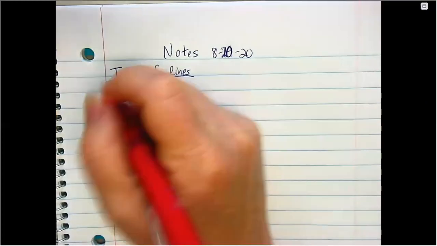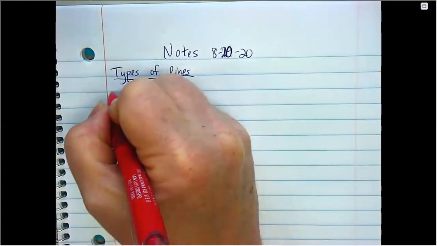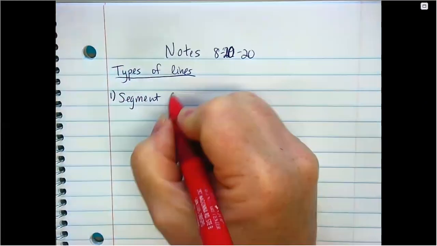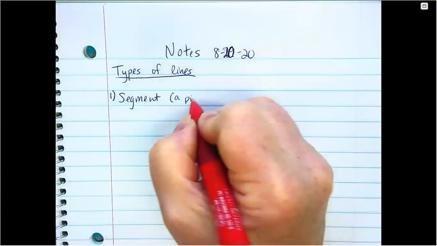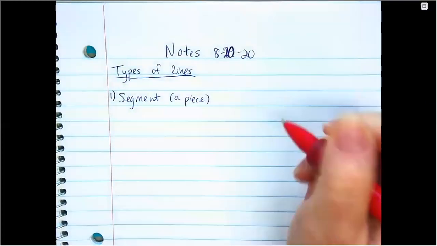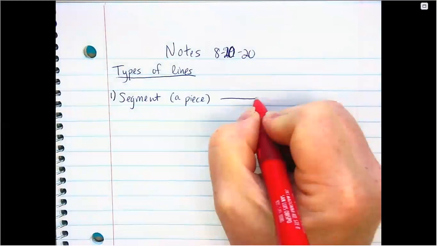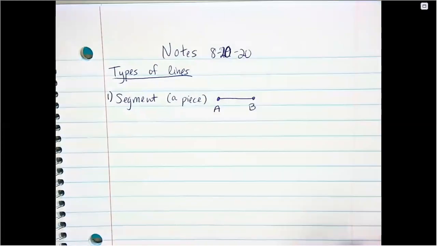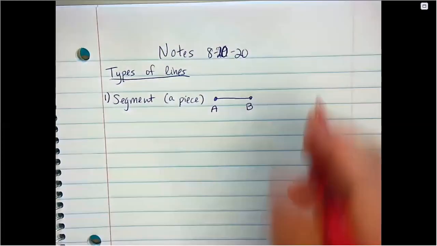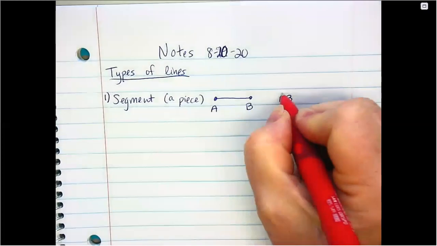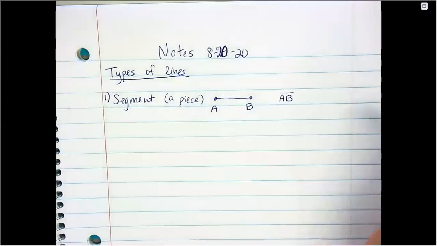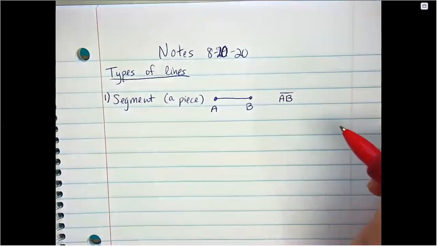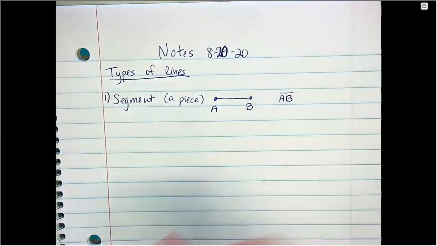So the first type of line that we see in geometry is a segment. A segment just represents a piece of a line, just a portion. It looks like a line with two endpoints, let's say A and B, and it's written as AB with a line over it. That line indicates that there are endpoints on both ends, but we don't actually put the endpoints. That's to differentiate it from the other ones that we do.